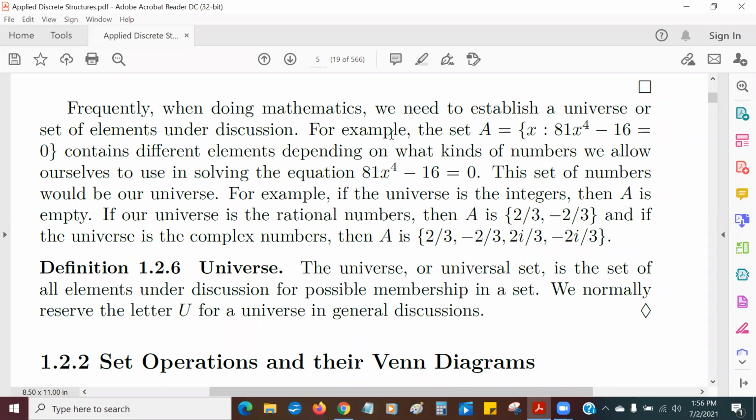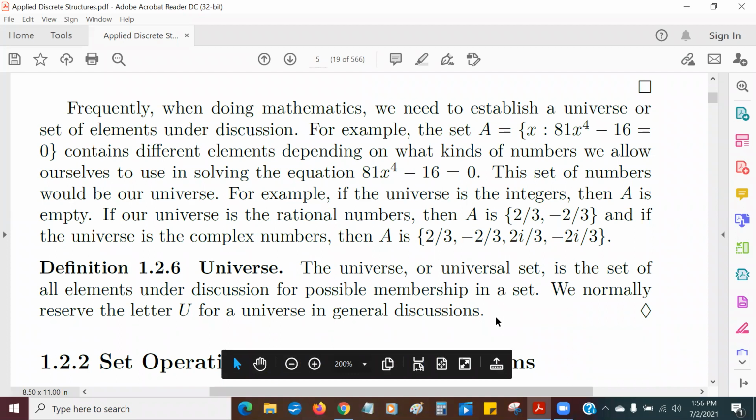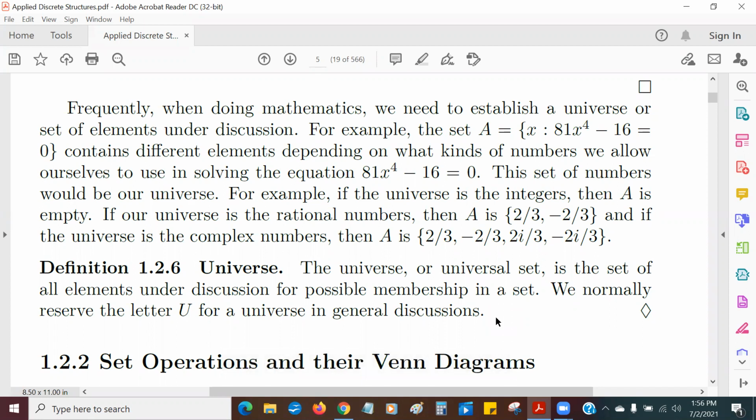If the universe is the set of real numbers, I'm going to have the same thing, 2/3, negative 2/3. But if the set of complex numbers is my universe, then the solutions could be 2/3, negative 2/3, 2i over 3, and negative 2i over 3. So the universe, or universal set, is the set of all elements under discussion for possible membership in a set. We normally reserve the letter U for the universe in general discussions. You see that, by the way, when we say find real valued solutions, find integer solutions, find complex solutions. That's really our universe.